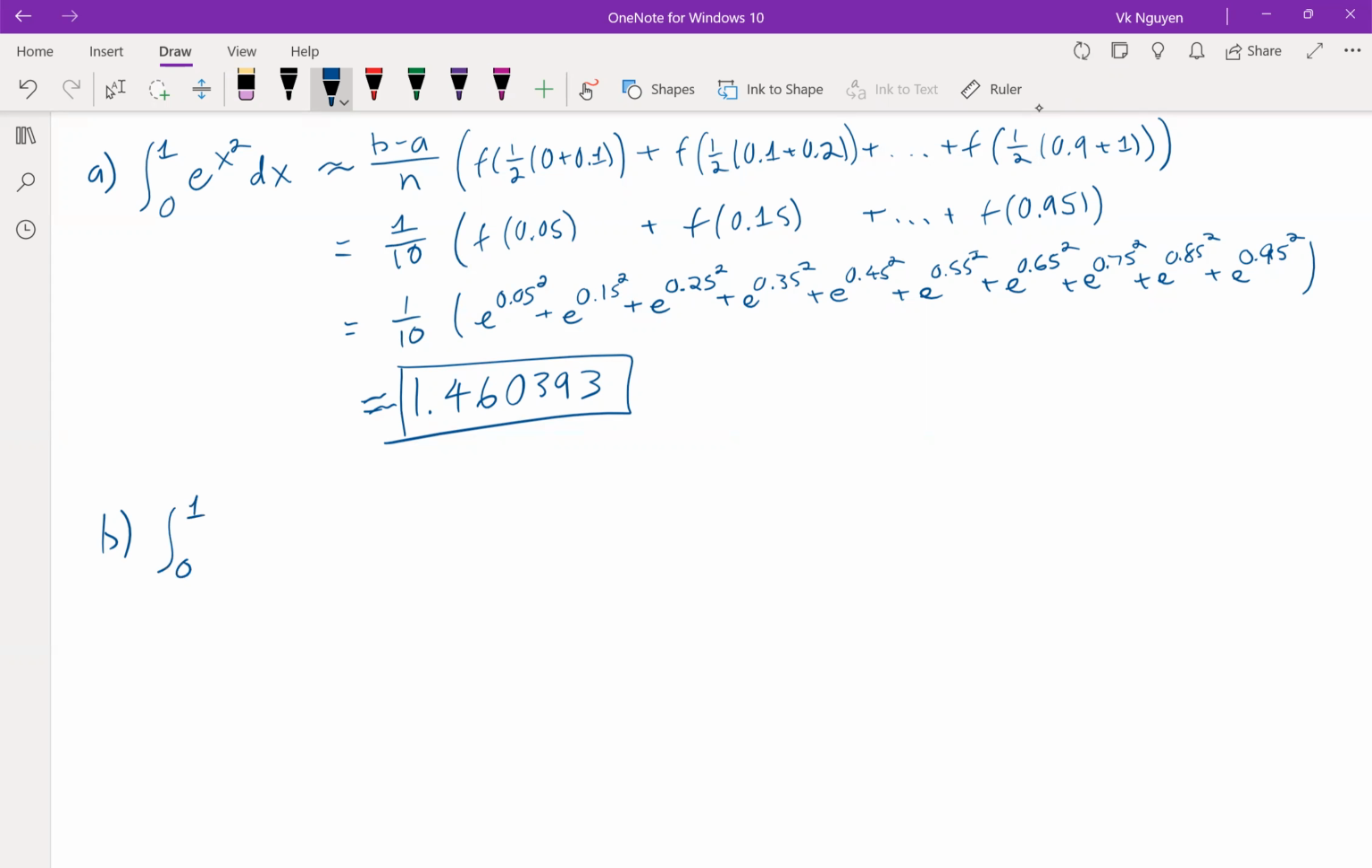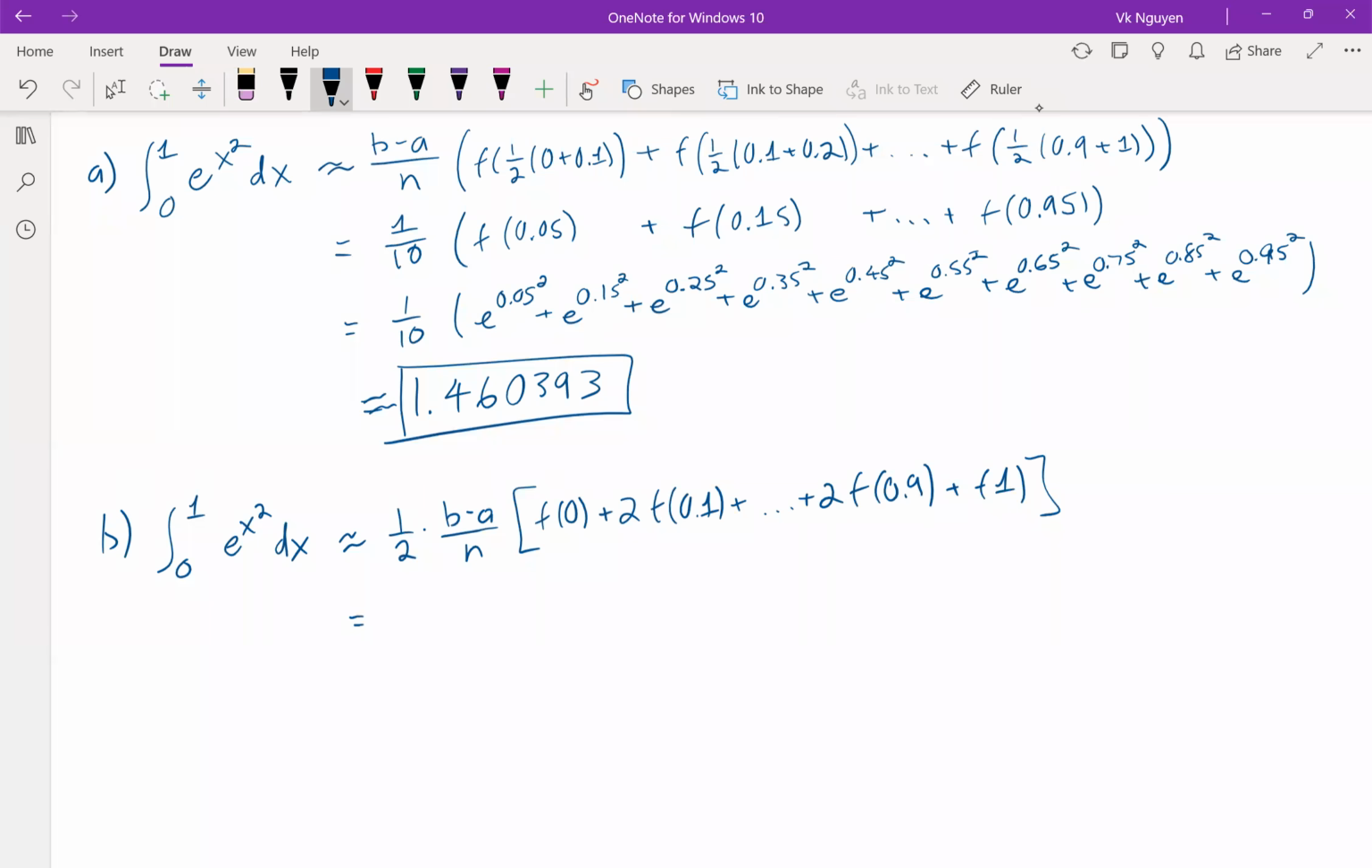B. Let's take a look at the trapezoidal rule. Integral 0 to 1 e to the x squared dx, approximately half of the width, b minus a over n, multiplied to f of 0 plus 2 times f of 0.1 plus, plus 2 times f of 0.9 plus f of 1.